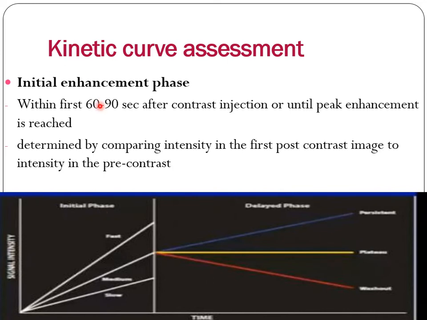In a kinetic curve assessment, there are 2 phases, the initial phase and the delayed phase. The initial phase is within the first 60 to 90 seconds after the contrast administration, or until the peak enhancement is reached. It is determined by comparing the intensity in the first post-contrast image to the intensity in the pre-contrast image. In this phase, we compare the enhancement of the lesion to the pre-contrast image.